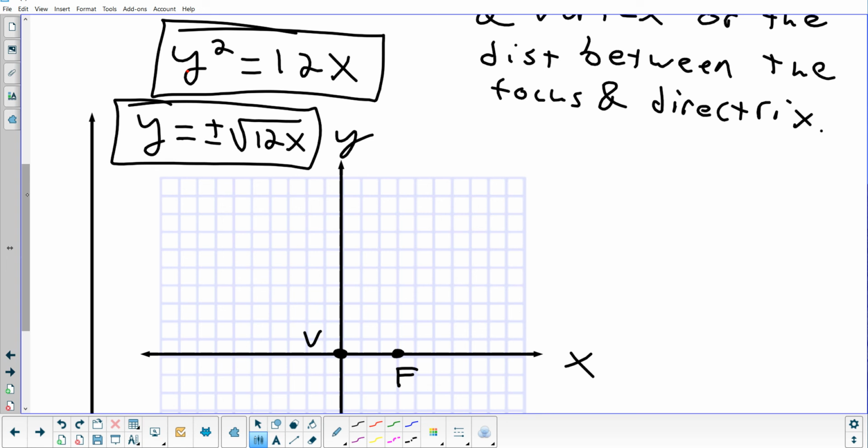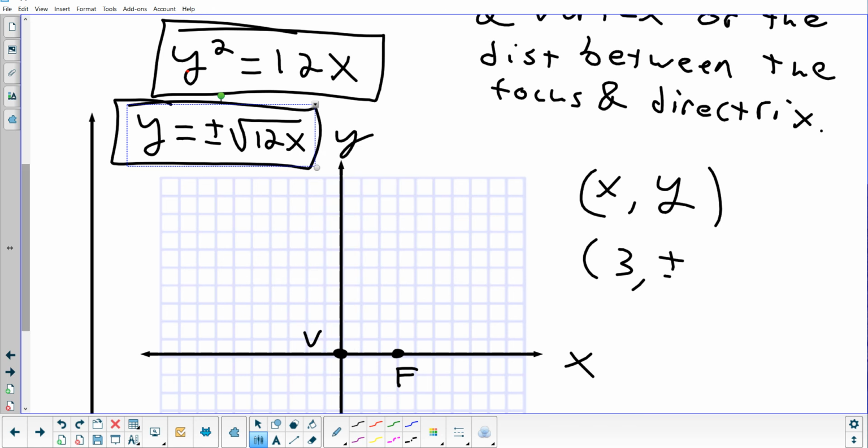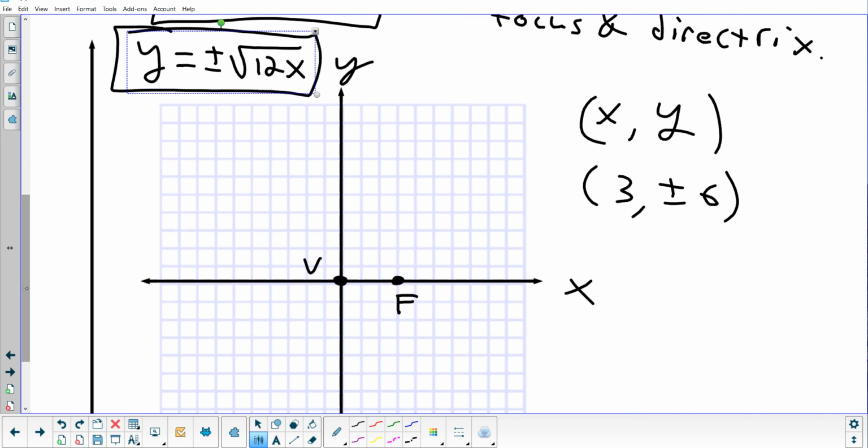3. Yeah, if you plug in 3 for x, okay, so think of it like you're making a point. Plug in 3. 12 times 3 is 36. And then what's the square root of 36? Yep. 6. Or negative 6. So it gives you 2 points very easily without any calculator. (3, 6). (3, negative 6). Good enough. There's your sketch.